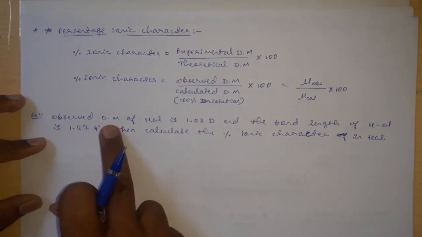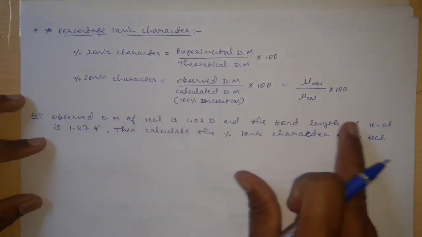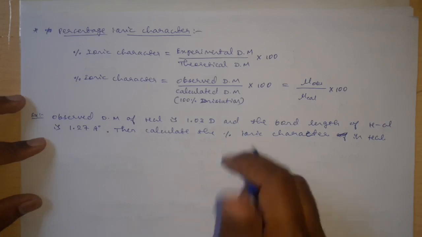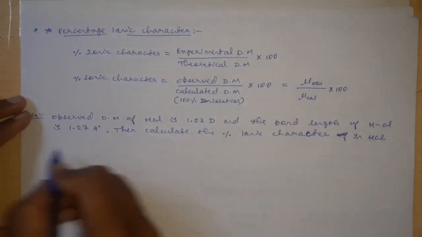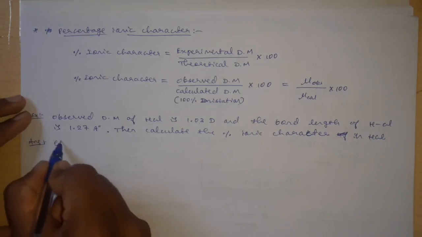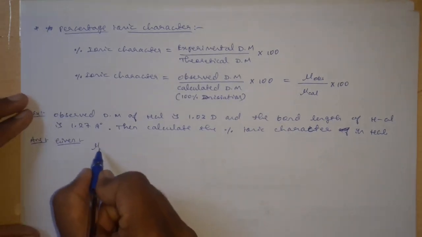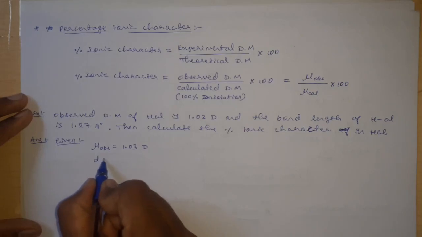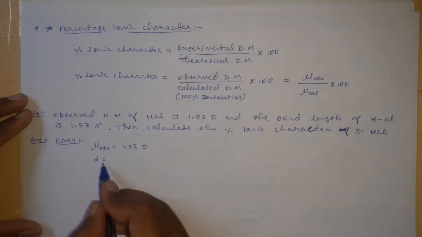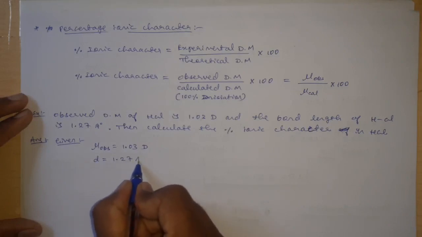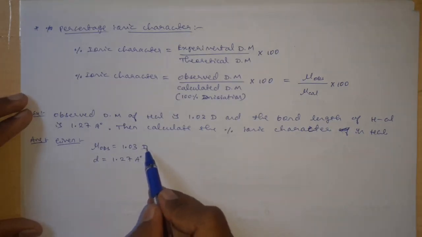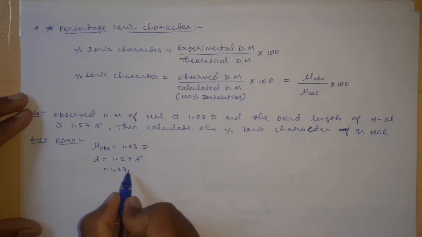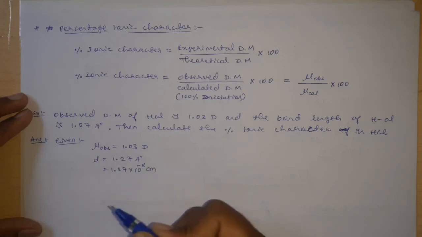They have given the observed dipole moment for HCl, and also the internuclear distance, that is the bond length, and they asked to calculate the percentage ionic character in HCl. What have they given? Mu observed, about 1.03 D, correct? And also the bond length d, 1.27 angstrom. As this is in a CGS system, we have to convert this length into CGS units. Therefore, it becomes 1.27 into 10 raised to minus 8 centimeter, correct?